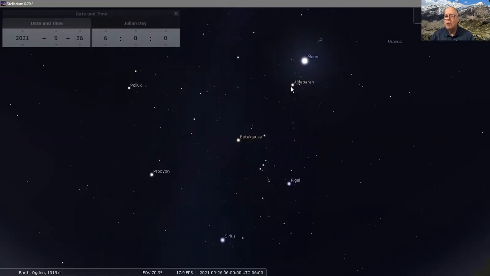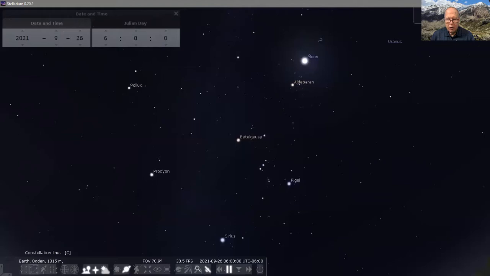And the moon is halfway between Aldebaran and the Pleiades star cluster. And that's one of the star clusters you have to know for your constellation quiz. The other star cluster you have to know is the Hyades star cluster, which forms the face of Taurus, the bull.